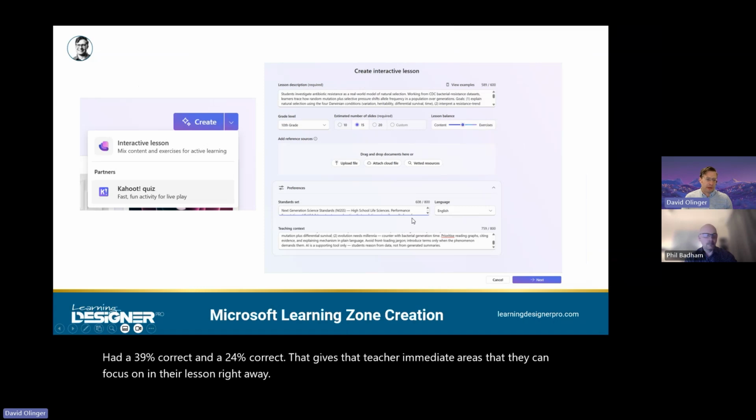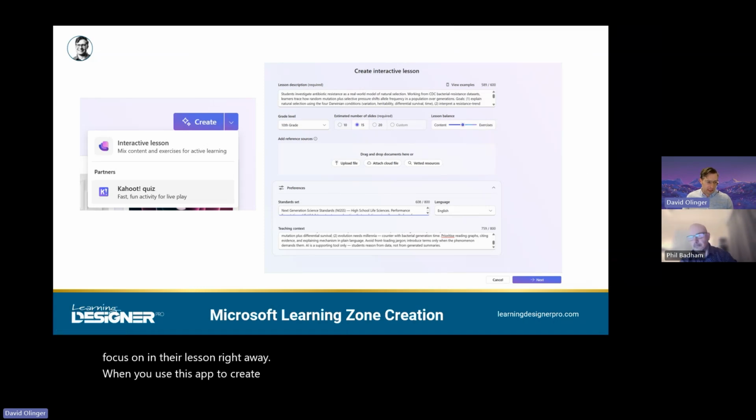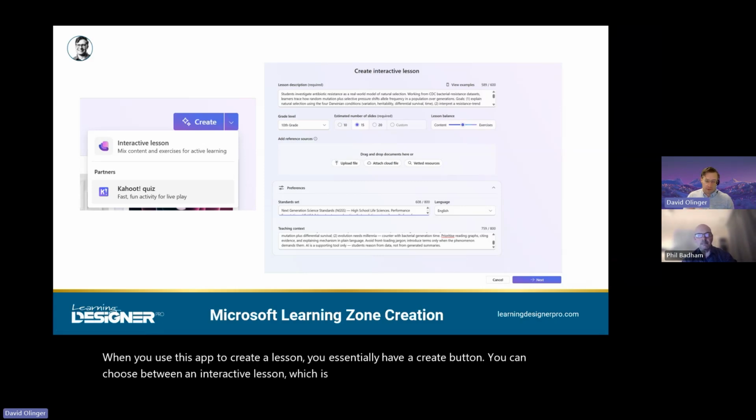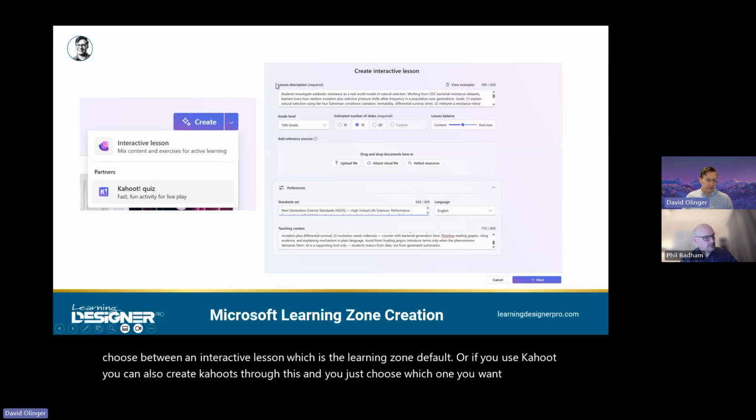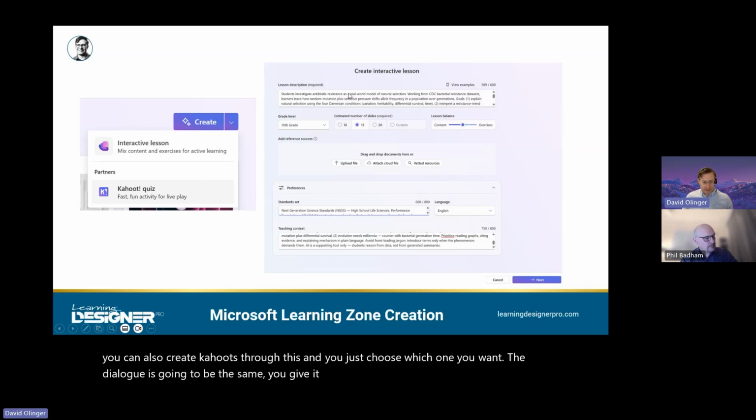When you use this app to create a lesson, you essentially have a create button. You can choose between an interactive lesson, which is the Learning Zone default, or if you use Kahoot, you can also create Kahoots through this. You just choose which one you want. The dialogue's going to be the same. You give a description of the lesson you'd like to create.